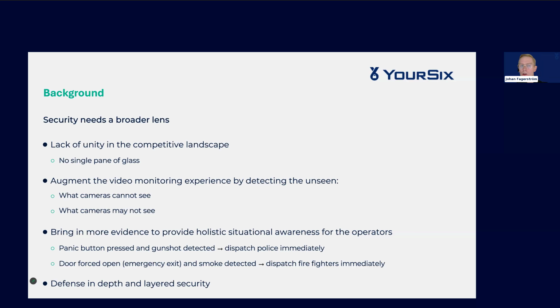We also believe that we can augment the video monitoring experience by detecting the unseen, really. So what does that mean? There are certain environments where cameras cannot see. Dusty, cloudy, you know, harsh environments with impaired vision. Secondly, there are environments where cameras may not see. Privacy-sensitive areas, such as bathrooms, locker rooms, and so forth. In these situations, you can deploy peripherals instead to get an understanding of the scene.